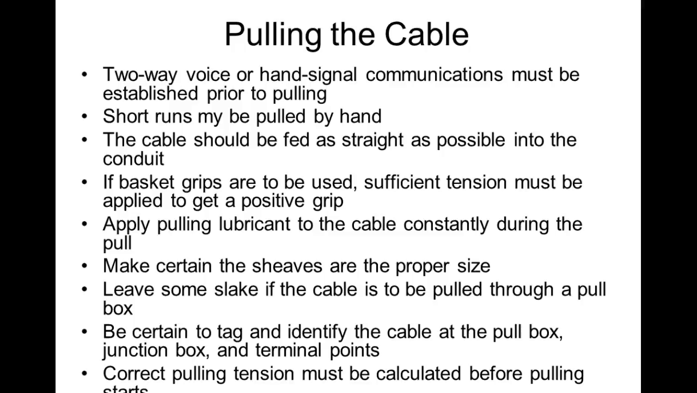Short runs may be pulled by hand. The cable should be fed as straight as possible into the conduit. If basket grips are used, sufficient tension must be maintained to get a positive grip. Apply pulling lubricant to the cable constantly during the pull. Make sure sheaves are the proper size and in the right directions, right? Leave some slack if the cable is to be pulled through a box. Be certain to tag and identify the cables at the pull box, junction box, and terminal points.